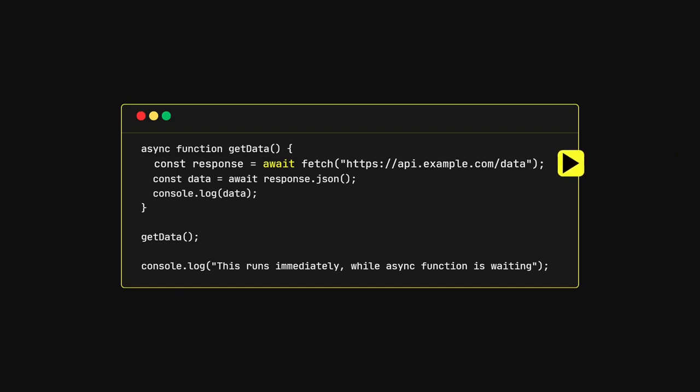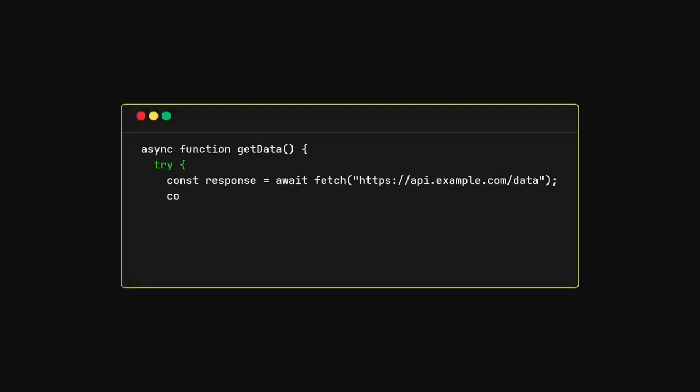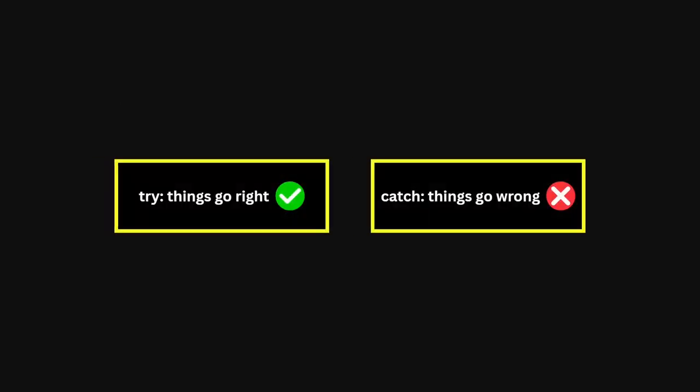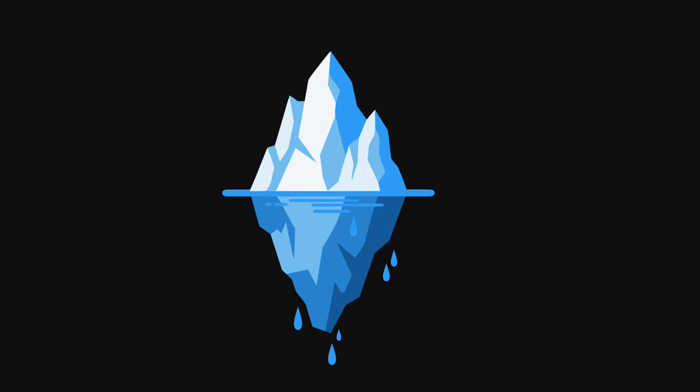And for errors, you wrap it in a try-catch block. Try is where things go right, and catch is when things go wrong. Simple. Async await is just a cleaner way to write promise-based code. Same engine under the hood, better face on the outside.